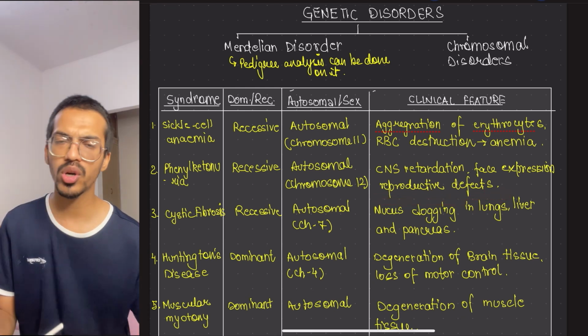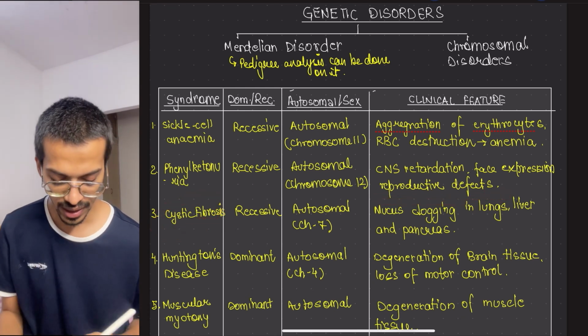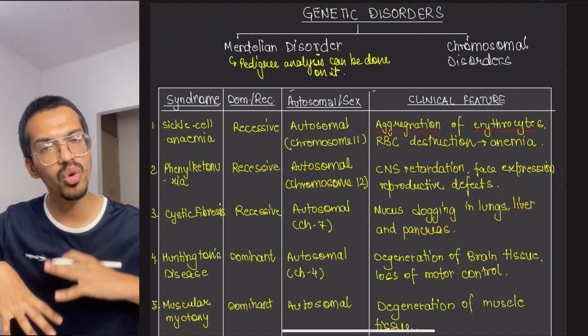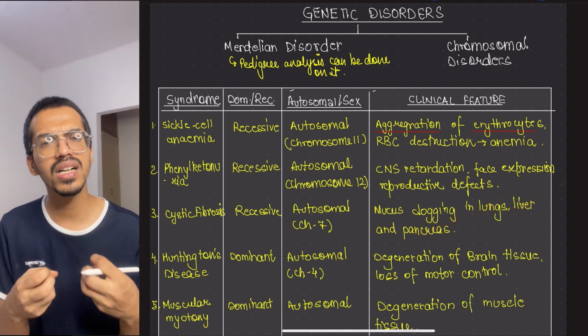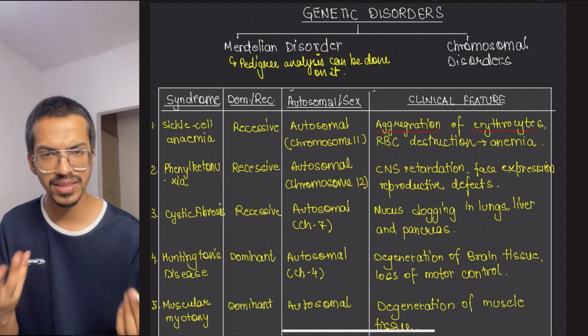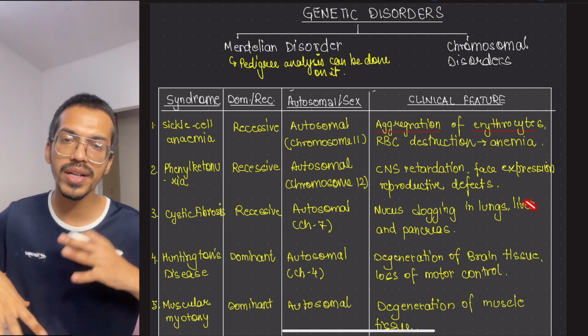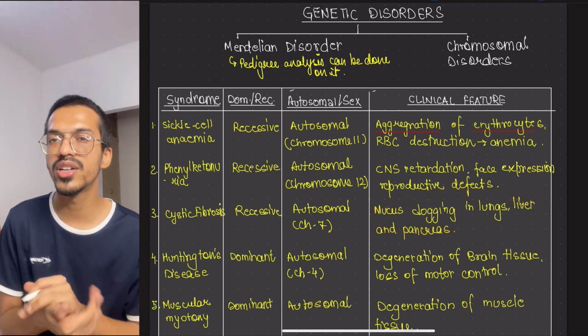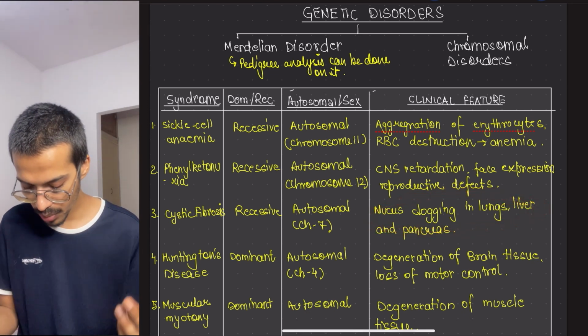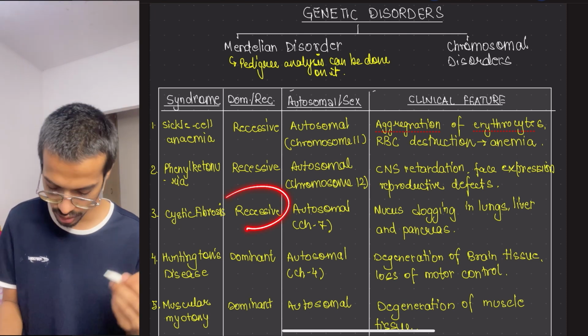Then cystic fibrosis, it can affect any organ. It affects the lungs, liver, and pancreas, where the mucus coagulates. Mucus is a thick viscous discharge from the cells, most probably goblet cells, and it comes inside and forms a fibrous kind of layer over there. So that becomes problematic. It is also recessive, and it is an autosomal disorder.